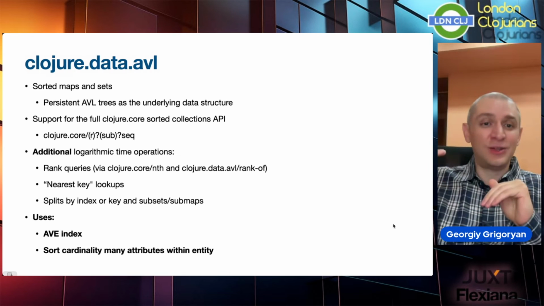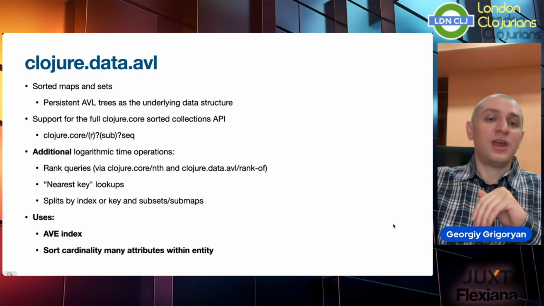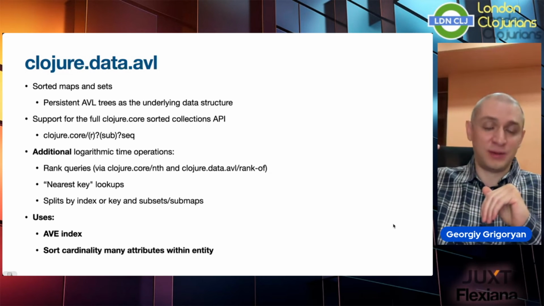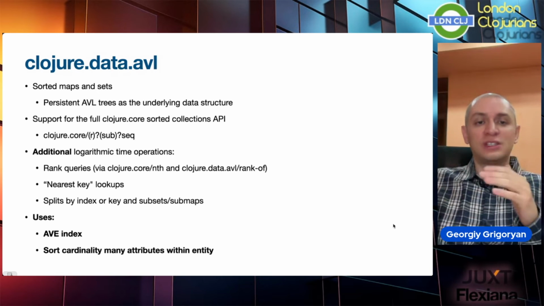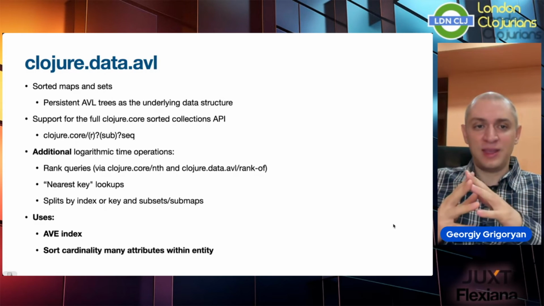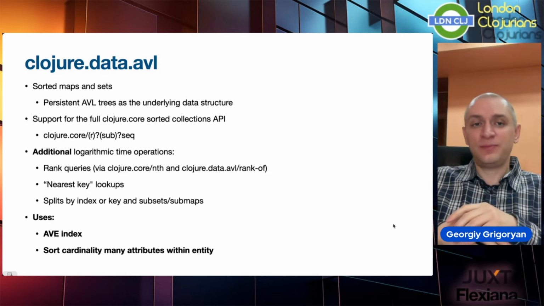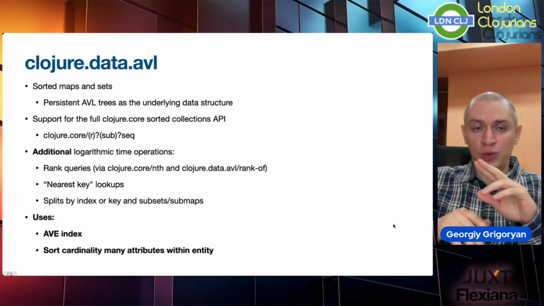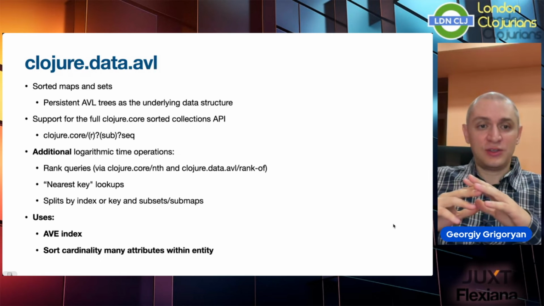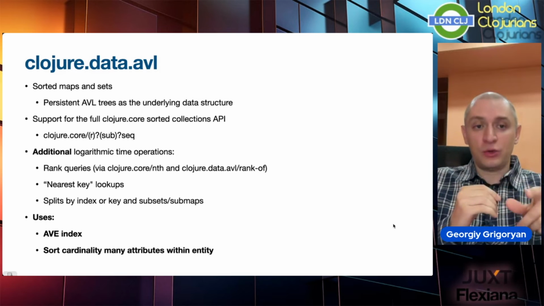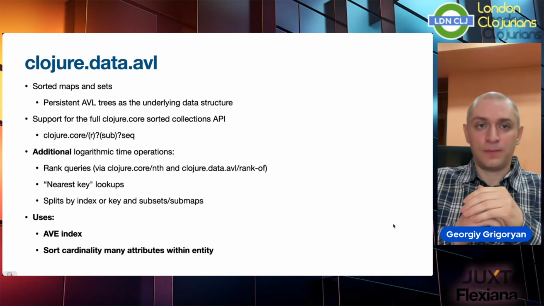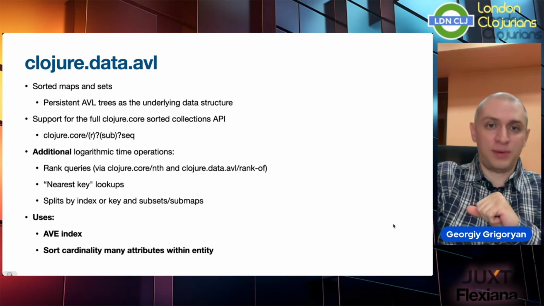You can do nearest key lookups, right? So you give it a key and you get back the nearest key to that key. Maybe it is the same key, maybe it's something else, if that exact key is not in there. You can do splits by index or by key. So sometimes this comes in handy, and EntityGraph uses it in two ways. One way I already mentioned is for sorting cardinality many attributes within an entity. But also in your AVE index, we'll touch on that in a second, we can use an AVL map as well.